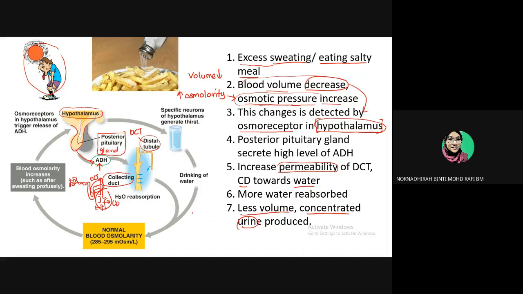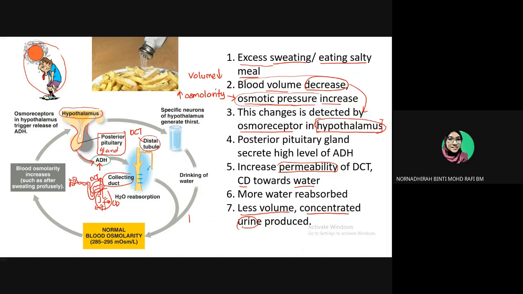Itulah dia. So, conclusion adalah bila awak kurang minum air, ataupun kita eat something salty, blood volume kita berkurang. And also, osmotic pressure tu increase. Why? Because of the increase in osmolarity. Sebab air dah keluar, so the solute concentration kita bertambah. Solute concentration is osmolarity. So osmotic pressure akan tinggi juga.